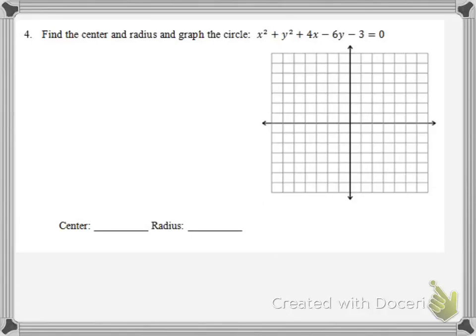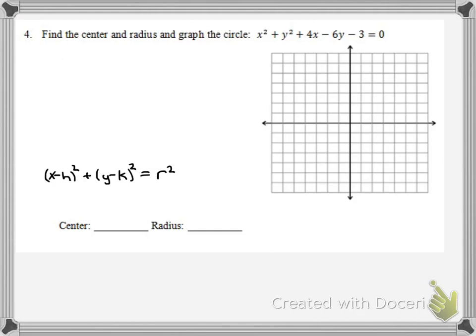Okay, here we want to find the center and radius of this circle. Now this circle is not in the format we like. If you recall, the format we like for a circle is x minus h squared plus y minus k squared equals radius squared. So that's the format we like. We're not there. How do we get there?